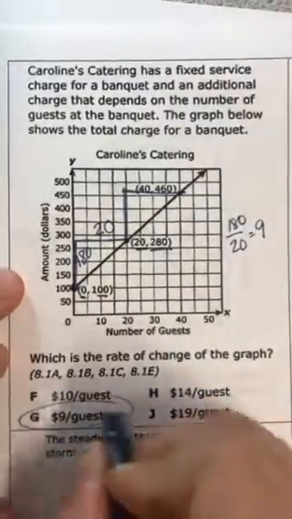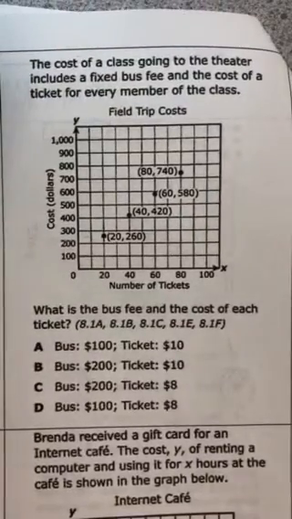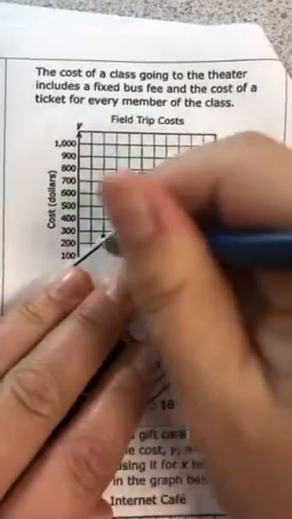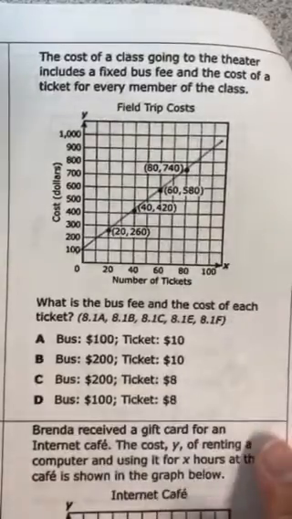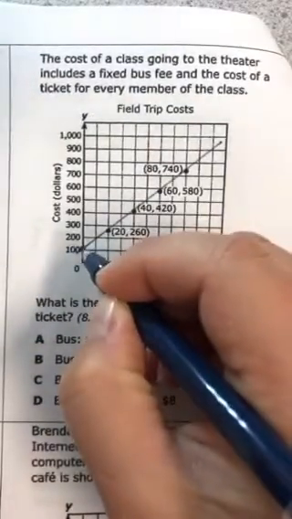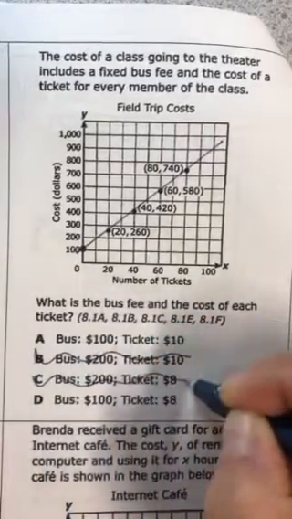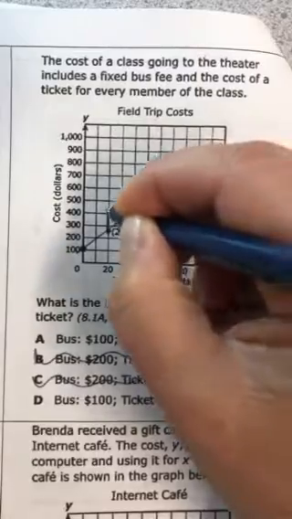So $9 per guest. Next one, they don't have a line. They do give us the points, so you can connect your points to make your line. And they want to know the y-intercept and the slope. So the y-intercept is the starting point, so that's 100. So it's not B and it's not C. And then again, we can use our points to figure out our slope.